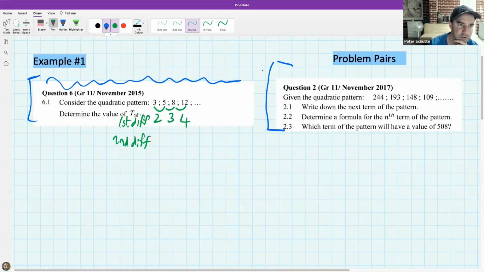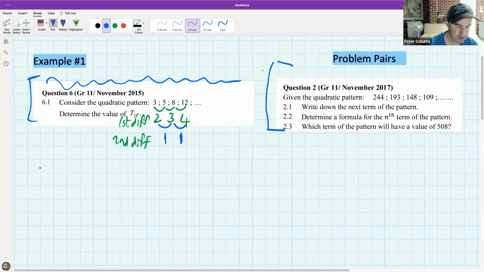Okay. Now, the second step is to find the second difference. We get the second difference by subtracting the first differences, and in a quadratic, we expect those to be constant. So 3 minus 2 is 1, 4 minus 3 is 1. Okay, so Candy, are you happy with that part? That's always the first part in a quadratic pattern. Yes, I'm fine. Okay, perfect.